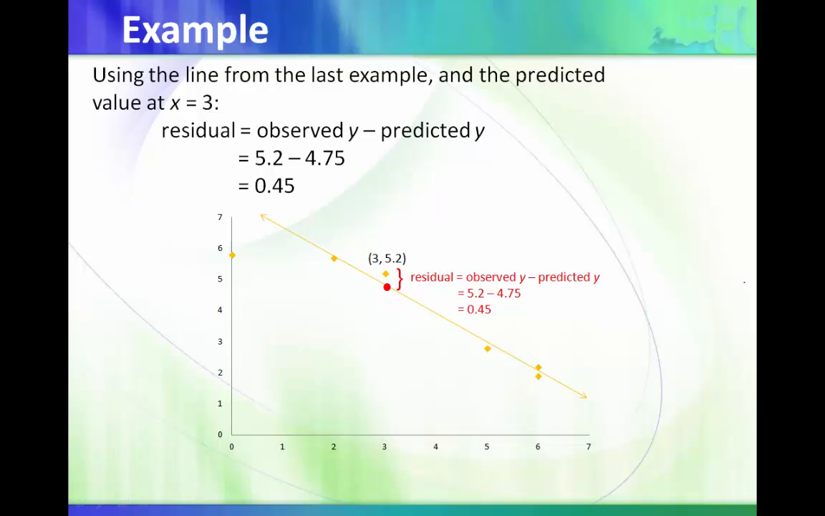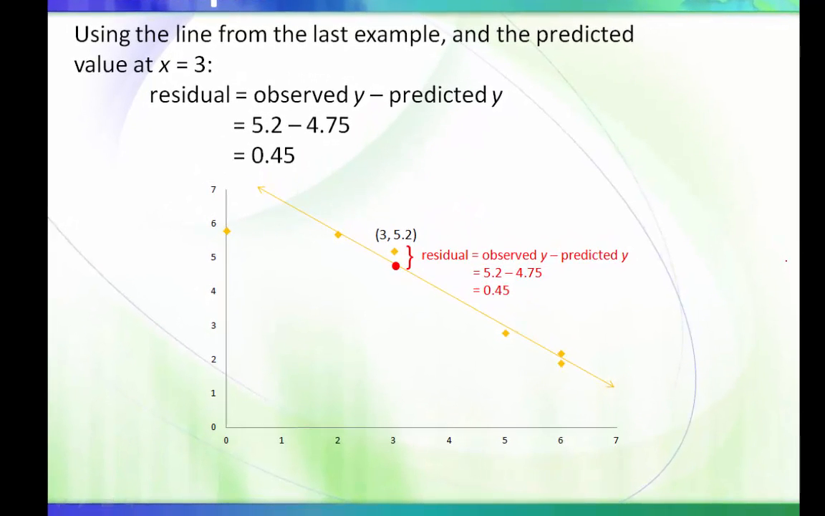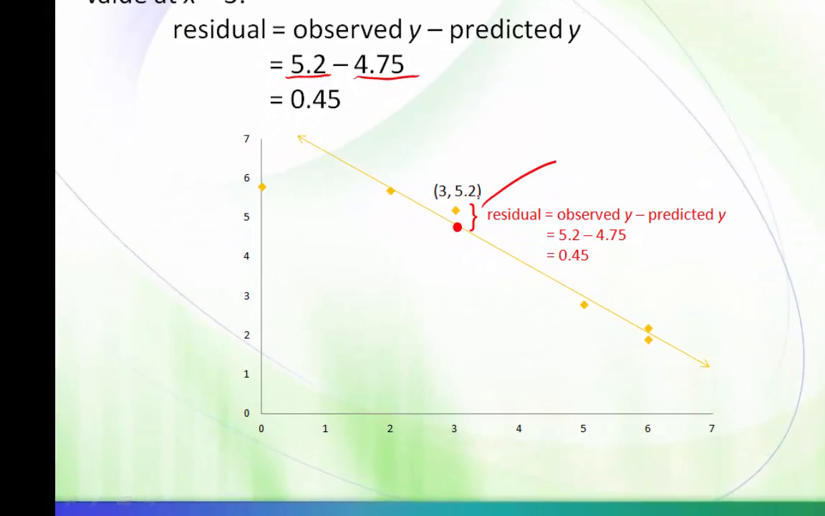Using the line from the last example and the predicted value at x equals 3, we find that error or residual by taking the observed y value, 5.2. If you go back to the table, you'll see that. The predicted value we found when we plug 3 into the equation, and that difference is 0.45. So what that means is the vertical distance between the diamond, which represents the point we actually collected, and the point on the line is 0.45. That's how far off we are.